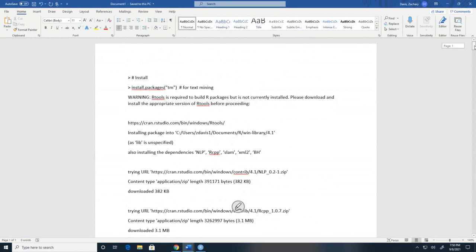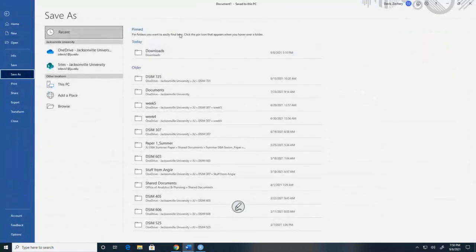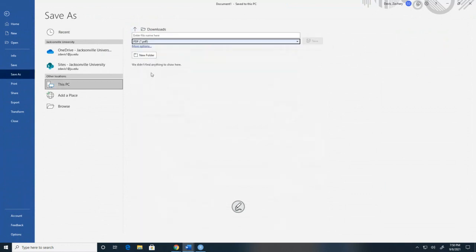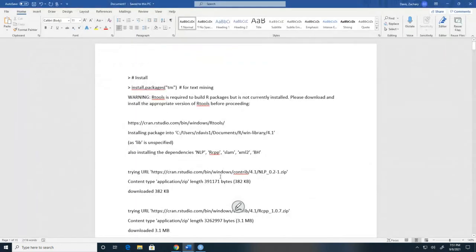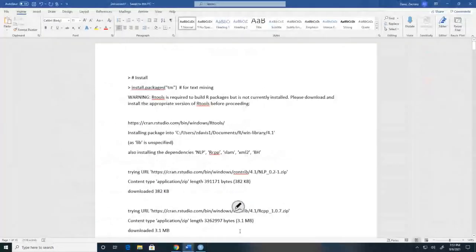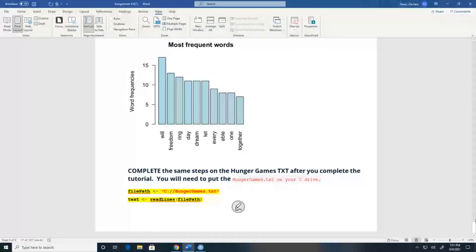Once you modify your code for the Hunger Games text, you'll want to save this file as a different name. On my computer, go to downloads. You'll go here and you can change it to PDF. Then it generates a PDF. All right, so drop that. So go back to the top.